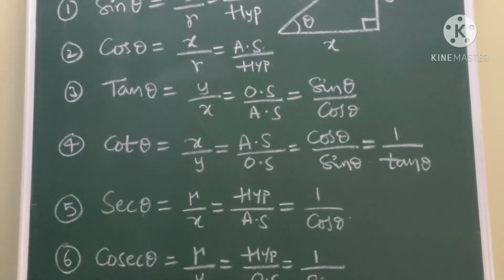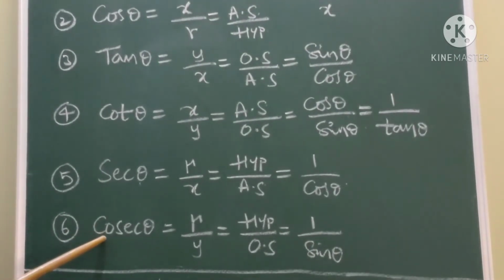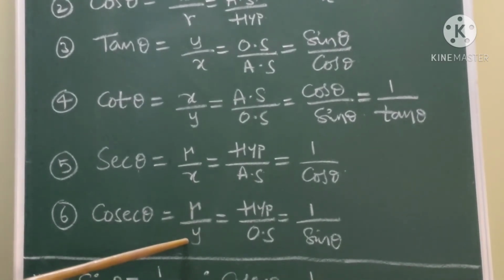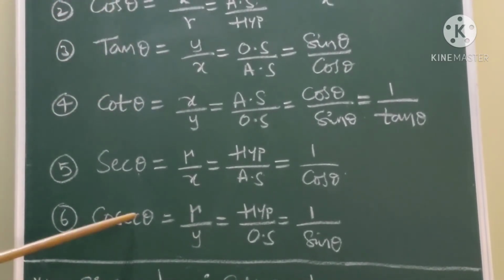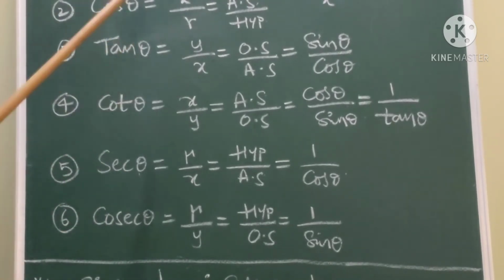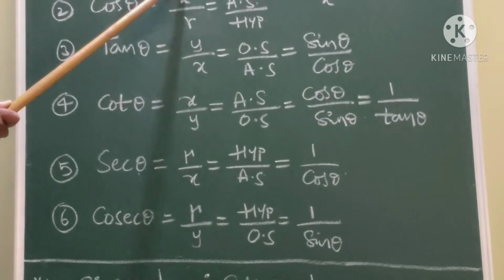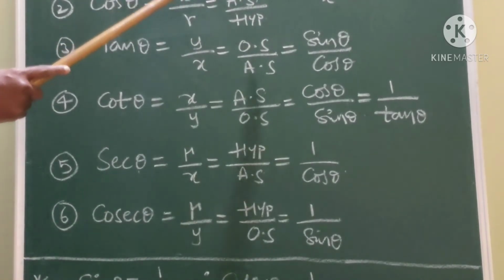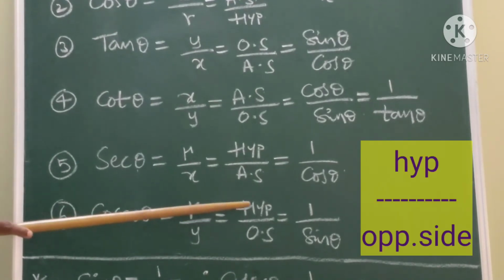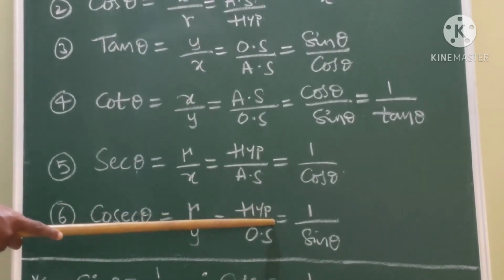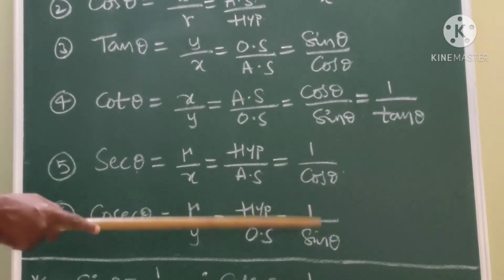Now sixth one, cosec theta. Cosec theta is equal to r by y. That means opposite of sin theta. Sin theta formula is y by r, opposite side by hypotenuse. Here r by y is hypotenuse by opposite side. And it is the reciprocal of sin theta, that means 1 by sin theta.